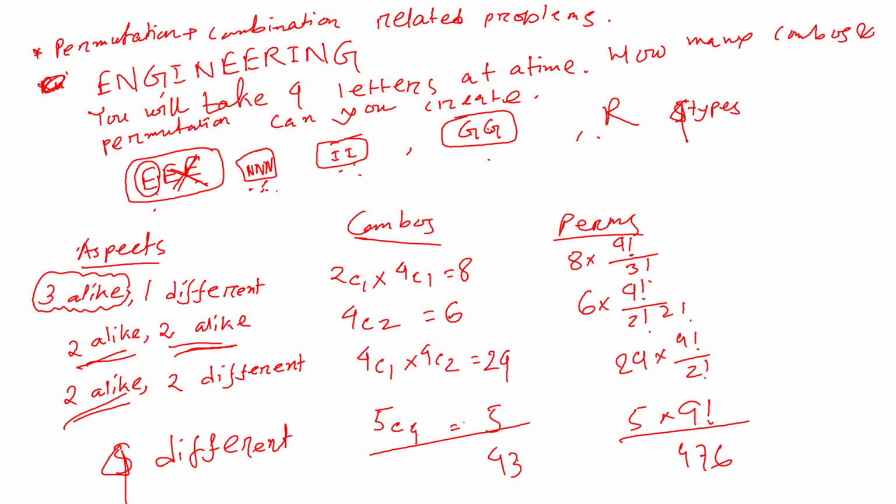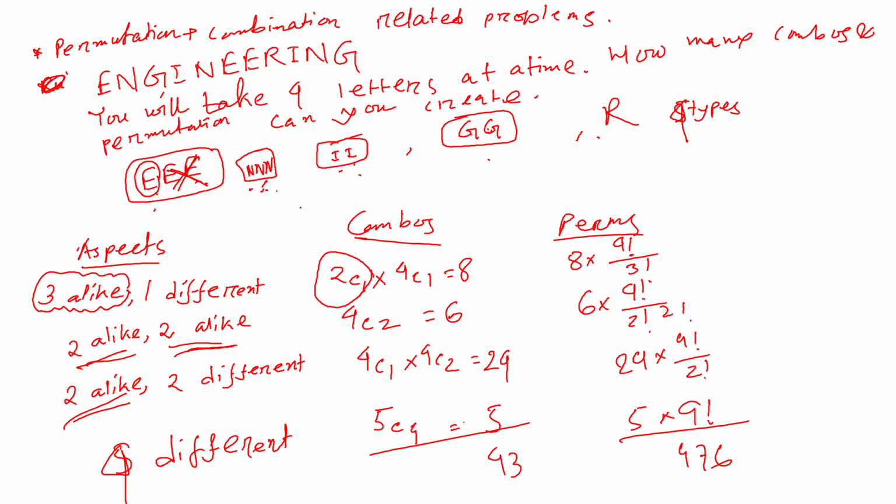Okay, so let me repeat the things again. The first step would be you will figure out how many letters are there, obviously, and then separate all the alike letters. Then you will figure out how many types. Then you have figured out, okay, I have five types of different letters. Then you will figure out what aspects there are to choose four letters. So one aspect you see, okay, I have three alike letters, and of them we have two sets. So that is why I have chosen 2C1. So of the two sets, I am choosing one set.